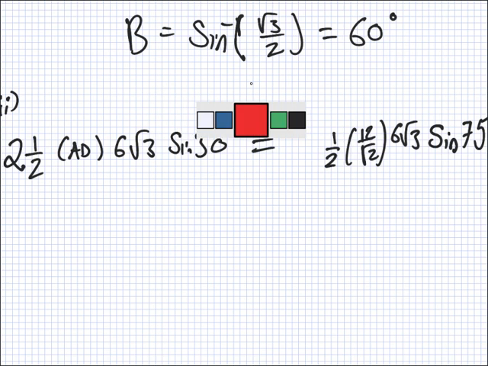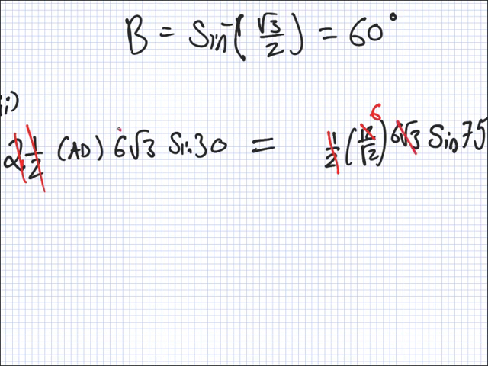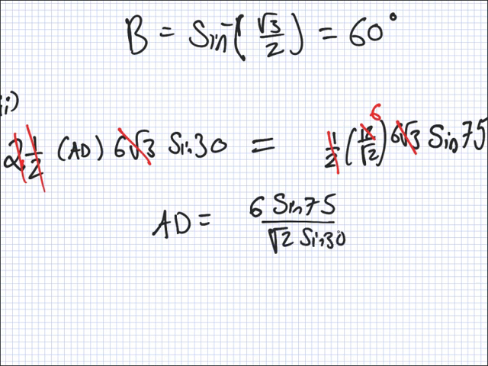Let's do some cancelling. 2 multiplied by a half is gone. A half goes into 12 6 times. 6 root 3 and 6 root 3 cancel. So I get AD is 6 sine 75 over root 2 sine 30. Now sine 30 is a half, so that would be 12 sine 75 over root 2. That's as much as I can do without a calculator.